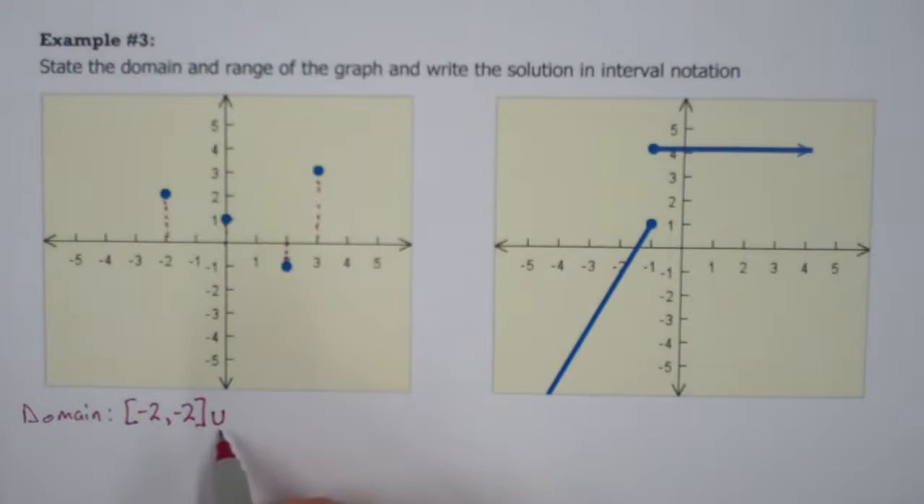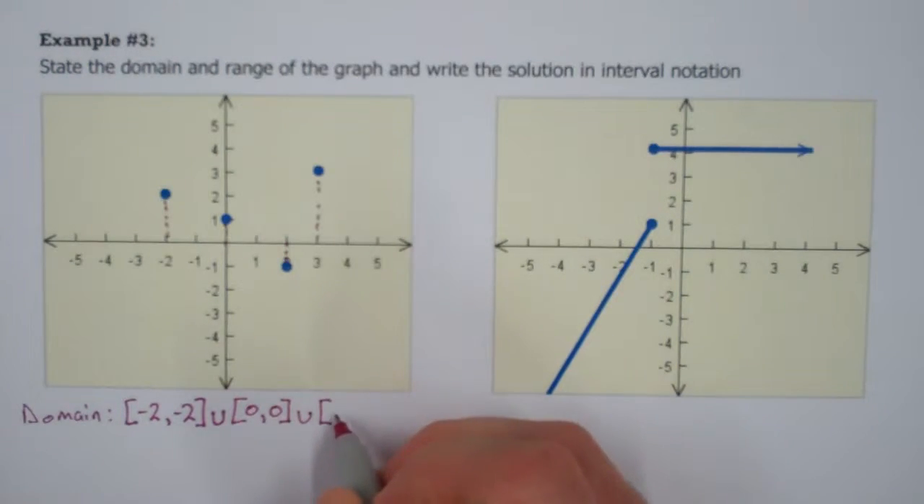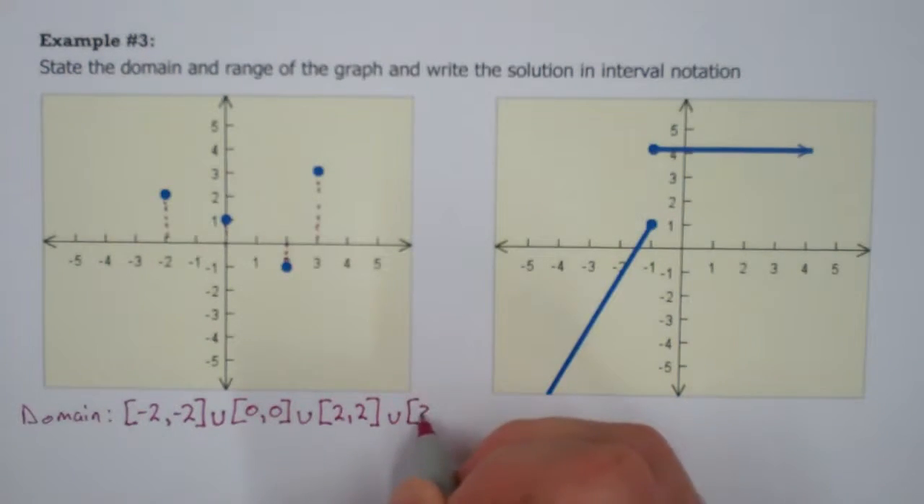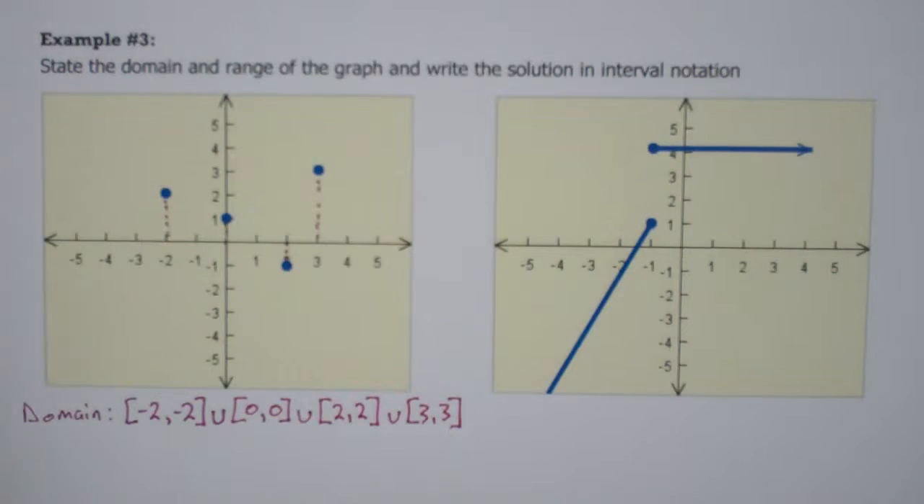We need to connect or make a union with the other ones. So this is 0, 2, and 3. Kind of a tricky one. Try to use a different color here.